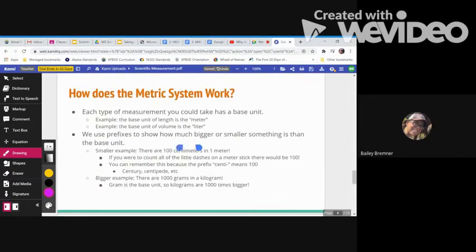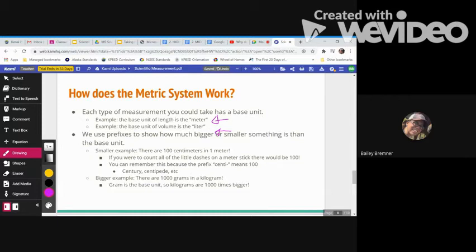So how does the metric system work? Each type of measurement you could take has a base unit. So we have this one that goes in the middle. For example, meter would be the base unit for length. Liter would be the base unit for volume, so how much liquid there is. And then we add prefixes to show how much bigger or smaller something is than that base unit.